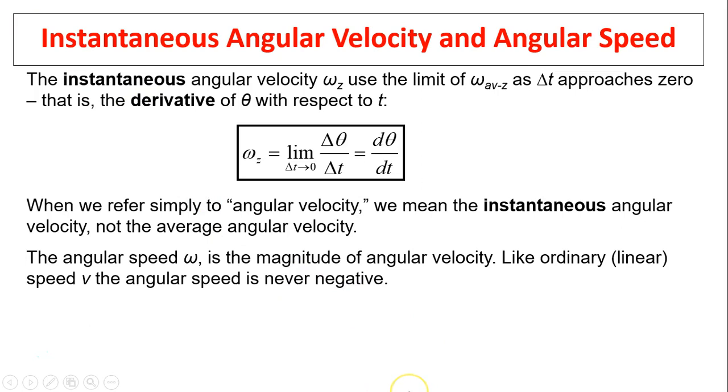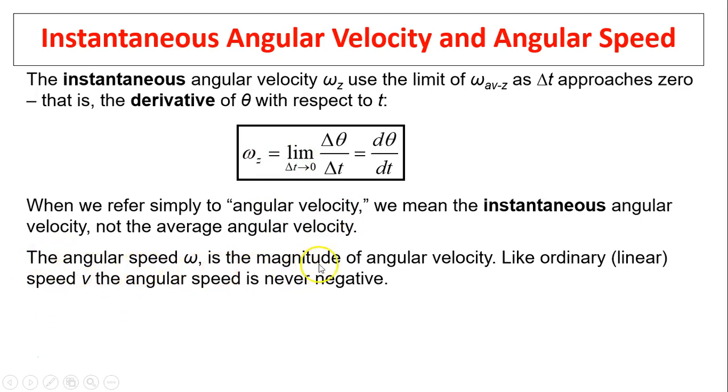Instantaneous angular velocity and angular speed. The instantaneous angular velocity, omega z, is the limit of the average as time approaches zero. The definition is the same as instantaneous linear velocity. So it's a derivative, d theta over dt. So we simply refer to the angular velocity as instantaneous velocity. Otherwise, you will be asked to calculate average angular velocity. If we just say calculate angular velocity, that means it's instantaneous angular velocity.